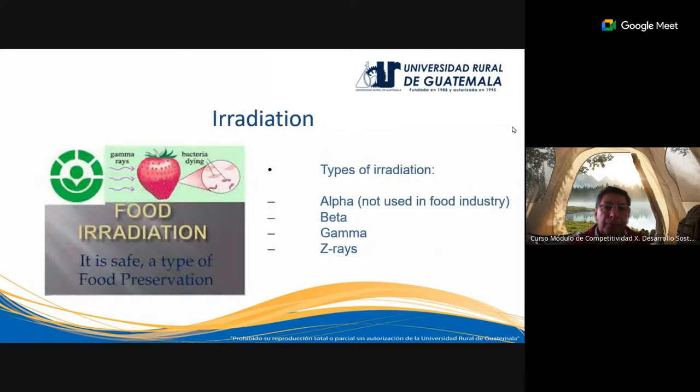Irradiation is one of the modern methods that industry is using to preserve meat and other products like fruits. They are using alpha, beta, gamma, X rays. And for fruits and meat, they are using gamma rays in order to kill bacteria. This is a safe method for food preservation. But alpha is not used in the food industry.